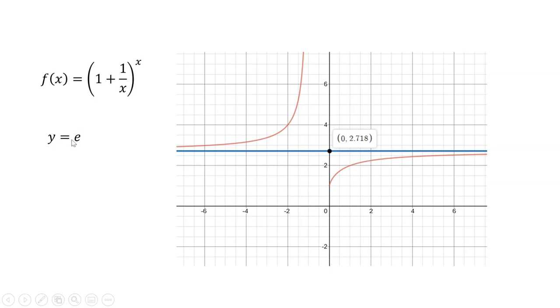In fact, you can see on the side here that this is what I used to generate this horizontal asymptote, y equals e. So the function does trend towards it from the left at minus infinity and trend towards it from positive infinity on the right.